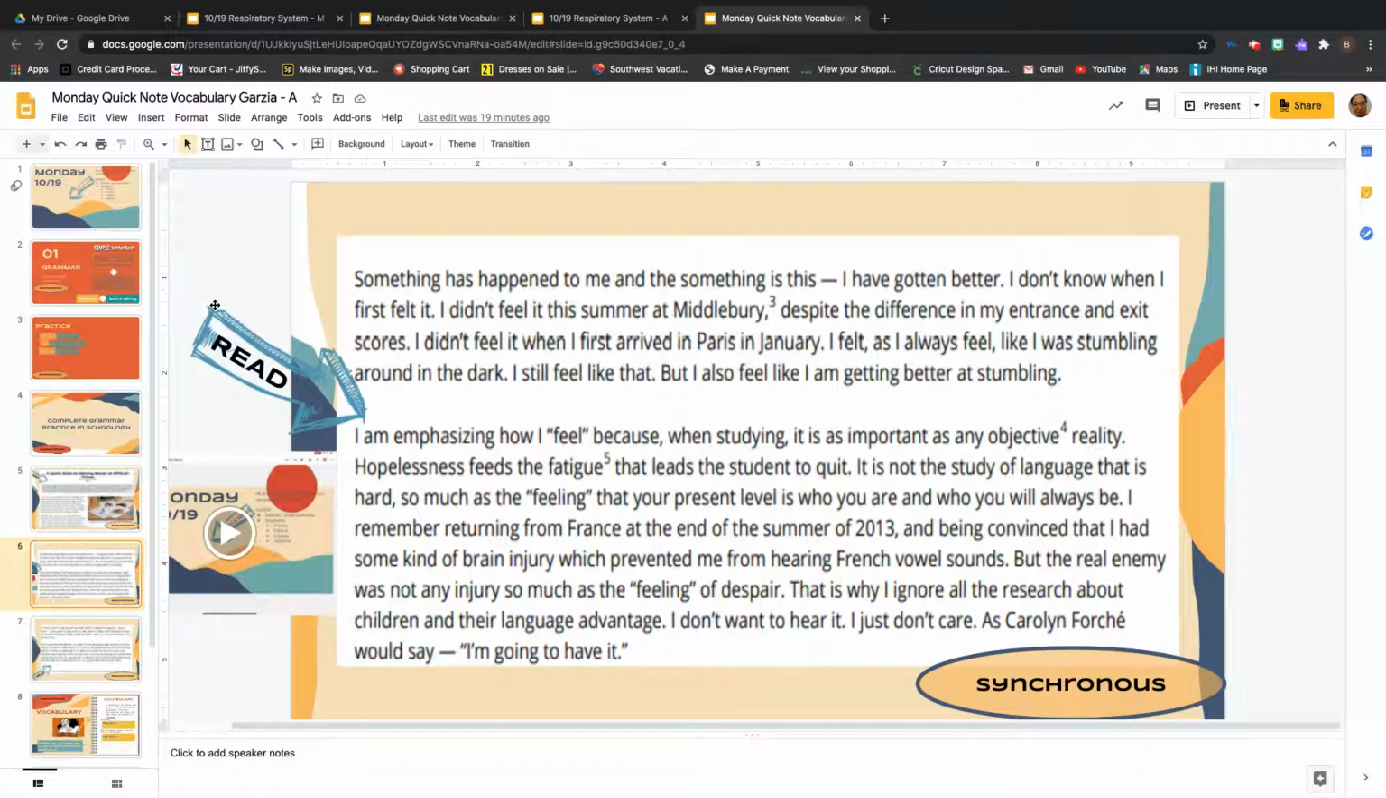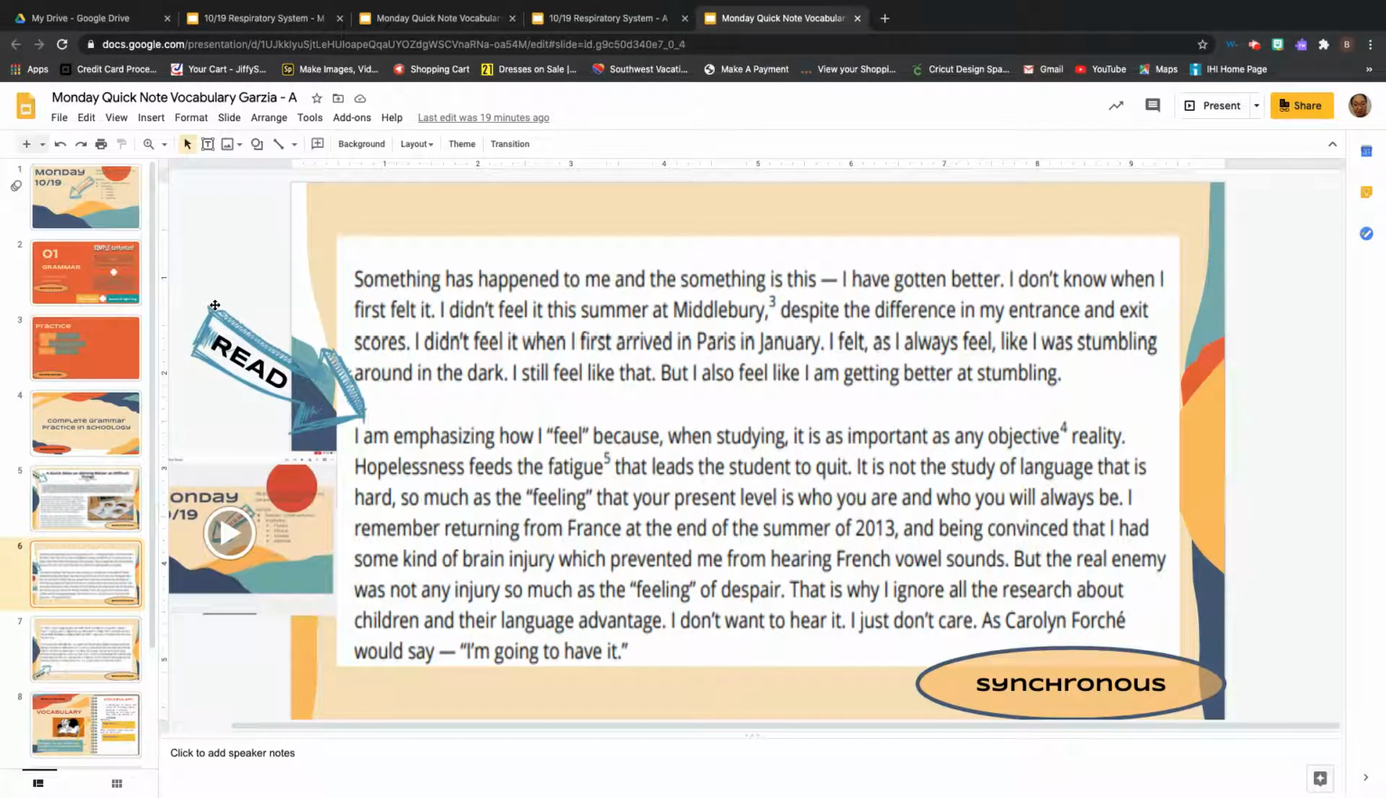Something has happened to me, and the something is this: I have gotten better. I don't know when I first felt it. I didn't feel it this summer at Middlebury, despite the difference in my entrance and exit scores. I didn't feel it when I first arrived in Paris in January. I felt, as I always feel, like I was stumbling around in the dark. I still feel like that, but I also feel like I'm getting better at stumbling.